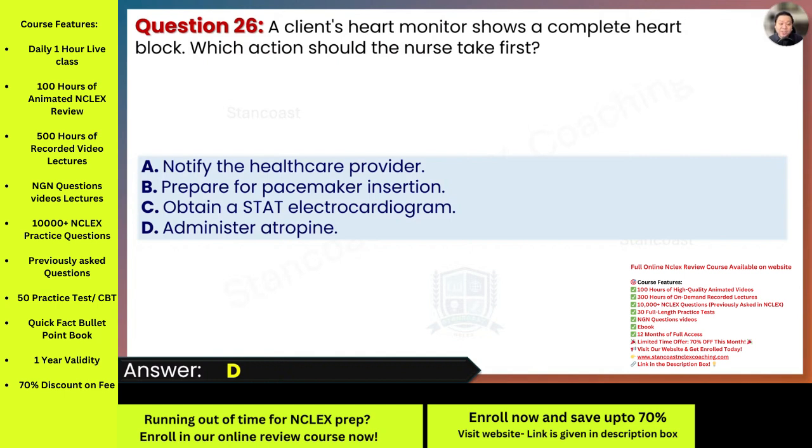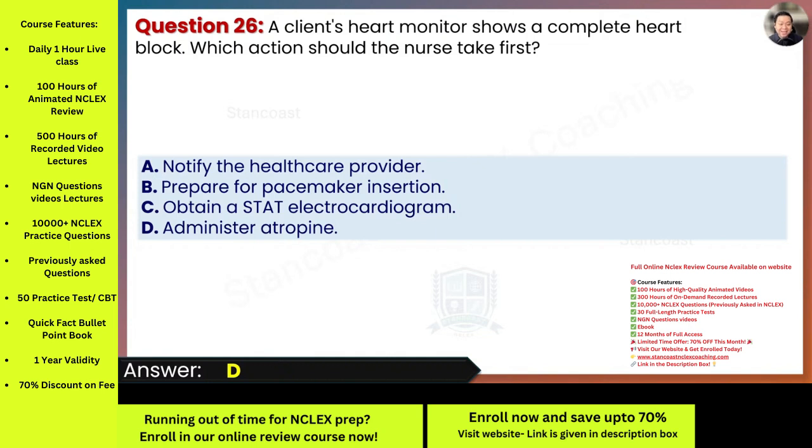And so the correct answer here is letter D, atropine, an anticholinergic medication that blocks the vagal influence on the heart, or the parasympathetic influence on the heart. And so this medication will increase the heart rate by promoting the natural pacing of the heart through the sinus node and the atrioventricular node.